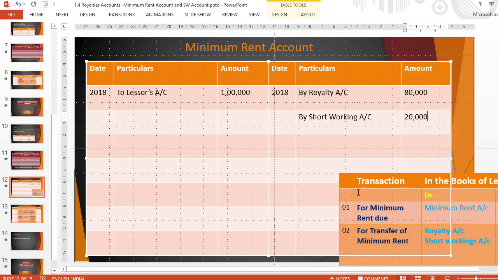So only two transactions will appear in the minimum rent account, and we have passed both of them. I'll close the books for the year 2018. It's 1 lakh on the debit side and again 1 lakh on the credit side. I'll continue the same thing for the year 2019.